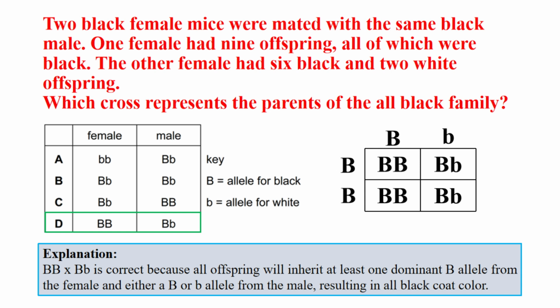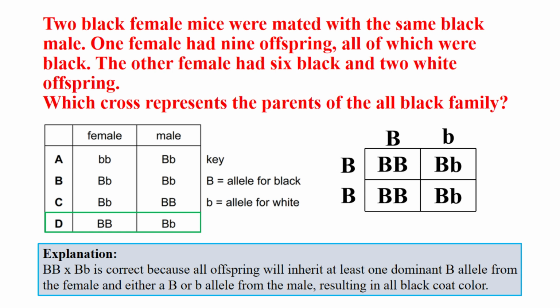Since the all-black family doesn't match this result, option A is not correct. Option B, BBXBB. Both parents are black but heterozygous. This cross can result in a mix of black and white offspring. Given that the all-black family only produced black mice, option B doesn't fit.